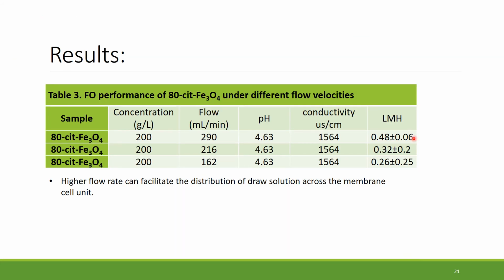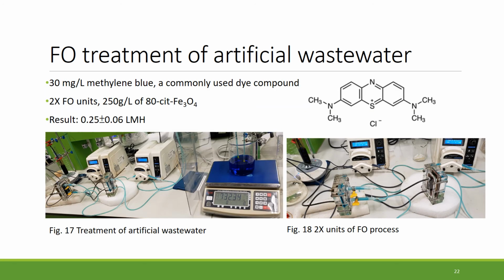So how about the flow of the operation? Up to here, we found that increasing the flow rate, increasing the flow velocity, can actually increase the LMH. So apart from using fresh water, we further tried to use artificial wastewater to see whether the performance of the FO will suffer or not. The target compound is methylene blue, a commonly used dye in the textile industry, at 30 ppm. You can see that it is not clear water, we see the blue color here.